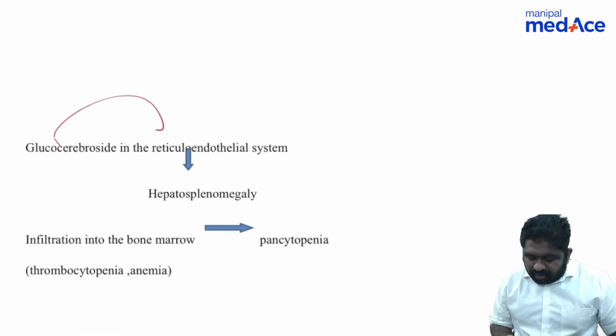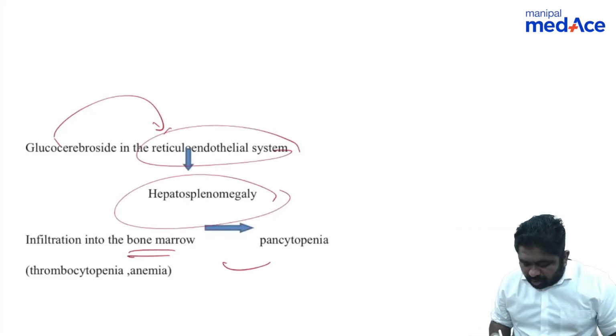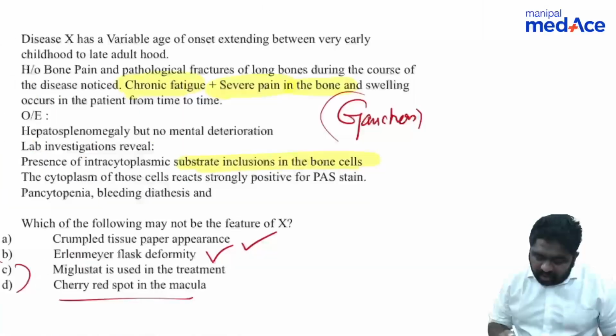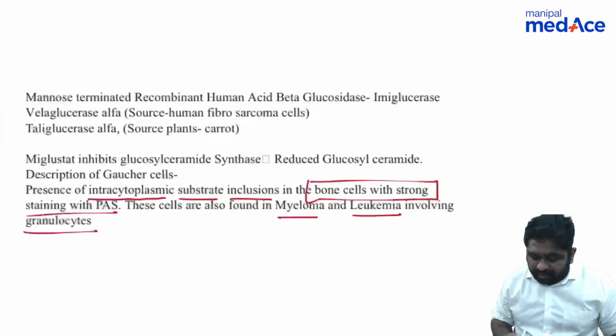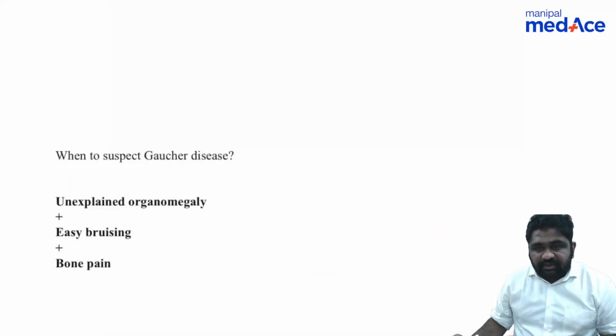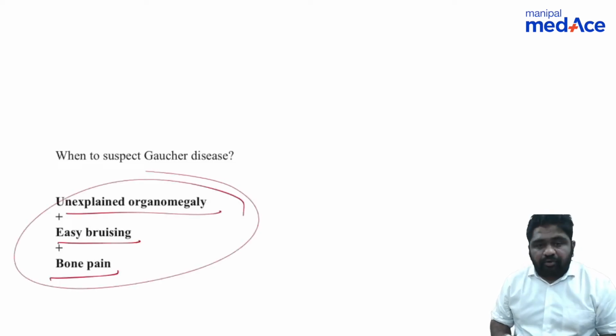Glucocerebrosidase in the reticular system is known for causing hepatosplenomegaly. Infiltration into bone marrow is causing the pancytopenia. So for anemia, what was the clinical point here? We said the patient is having chronic fatigue. Whenever you think of fatigue, think of anemia. And when will you suspect Gaucher's disease? Whenever somebody says unexplained organomegaly, easy bruising and bone pain, think of Gaucher's disease.